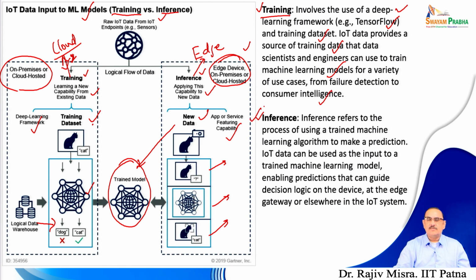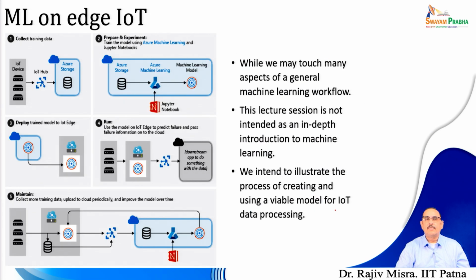Now, the second process of machine learning is called inferencing. Inferencing refers to the process of using the trained machine learning model to make predictions. So, when IoT data is used as the input to the trained machine learning model, it will enable the prediction that can guide the decision logic on the device, at the edge gateway, or elsewhere in the IoT system.